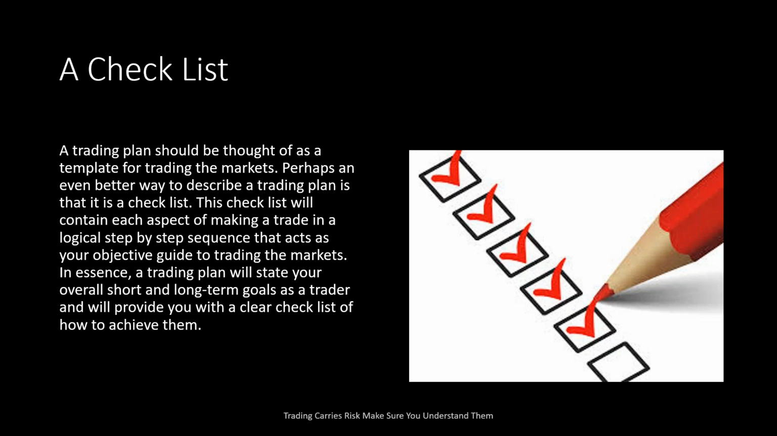But the fact remains that a trading plan should be thought of as a template for trading the markets. Perhaps an even better way to describe a trading plan is that it's a checklist. This checklist will contain each aspect of making a trade in a logical step-by-step sequence that acts as your objective guide to trading the markets. In essence, your trading plan will state your overall short and long-term goals as a trader and provide you with a checklist of how to achieve them.